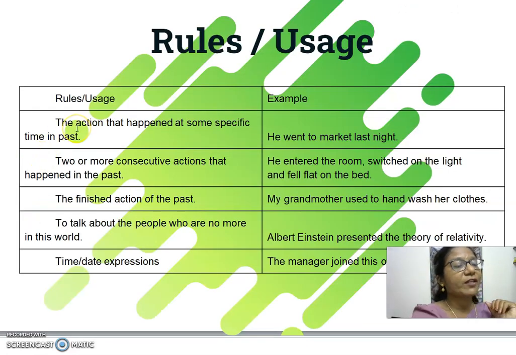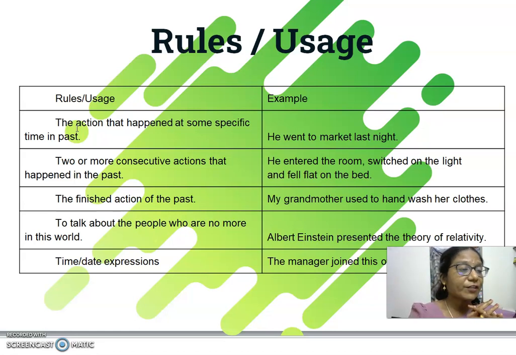And now we have got the rules of the usage. The action that happened at some specific time in the past. He went to market last night. Two or more consecutive actions that happened in the past. He entered the room, switched on the light, and fell flat on the bed.